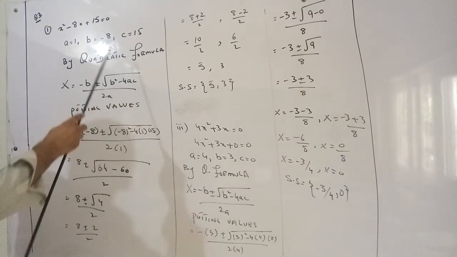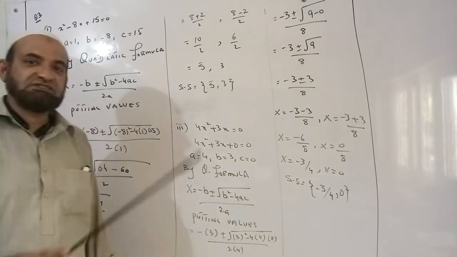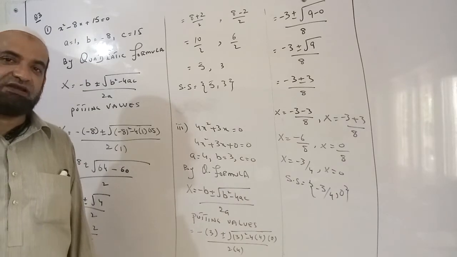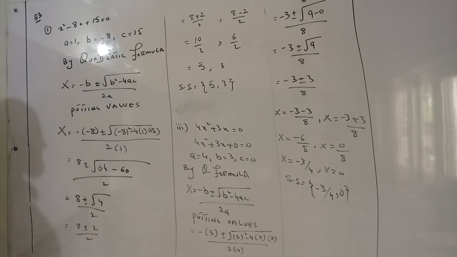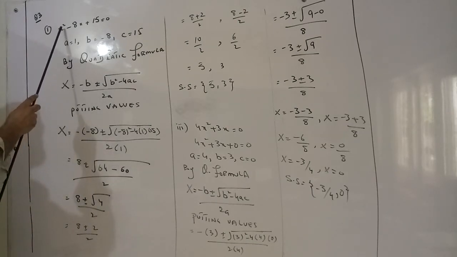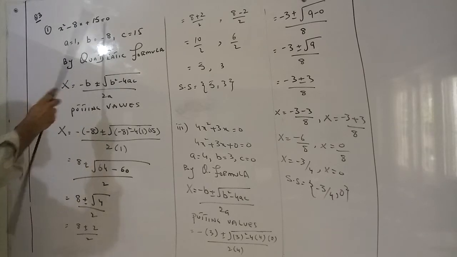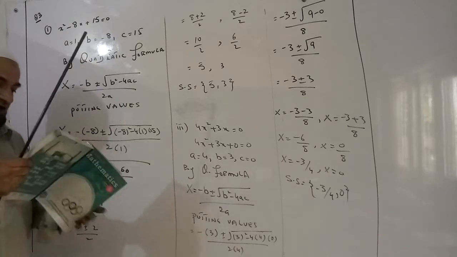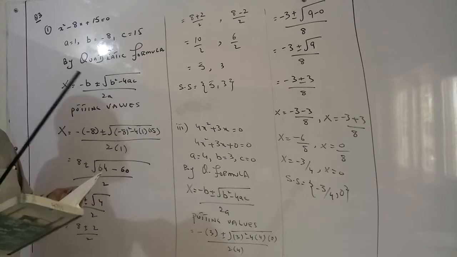Today we start the second lecture of class 10 mathematics. In the first lecture we did exercise 1.1, questions number 1 and 2. Now today we will start question number 3. In question number 3, part 1, x square minus 8x plus 15 equal to 0. In this question he has given the instruction: solve the following equation with the help of the quadratic formula.